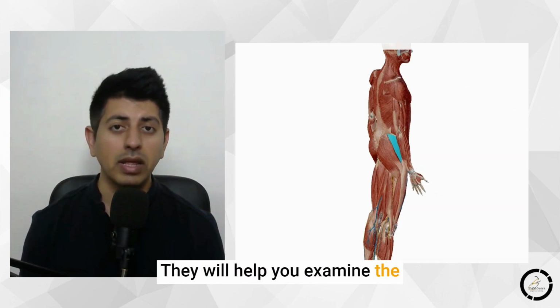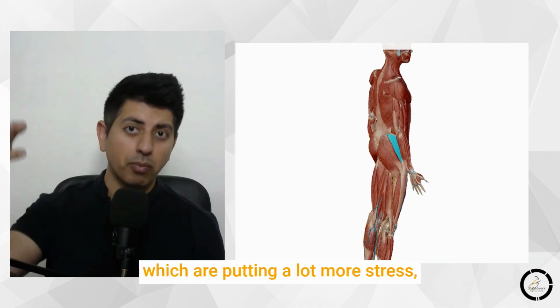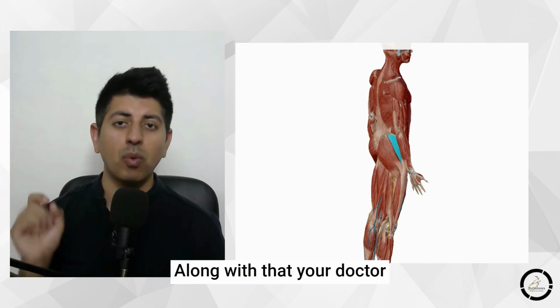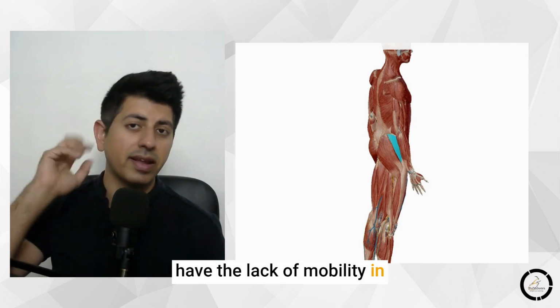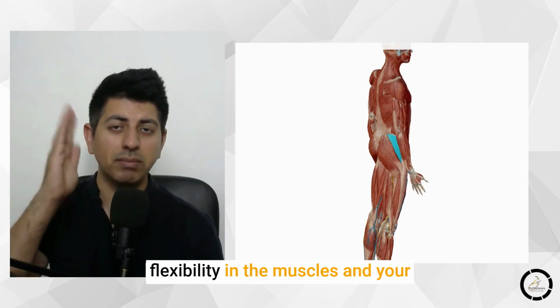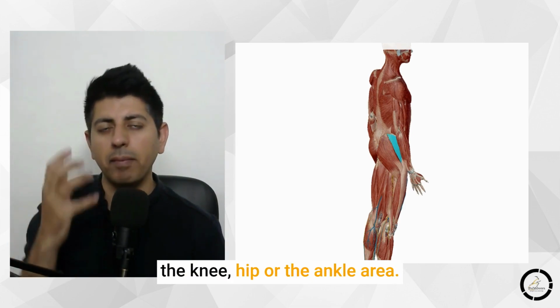They will help you examine the areas which are under stress in the knee, along with the other areas which are putting a lot more stress, such as your ankle or the hip area. Along with that, your doctor will let you know whether you have a lack of mobility in certain areas, such as your hip, knee, or ankle, with a lack of flexibility in the muscles and weakness in the muscles around the knee, hip, or the ankle area.